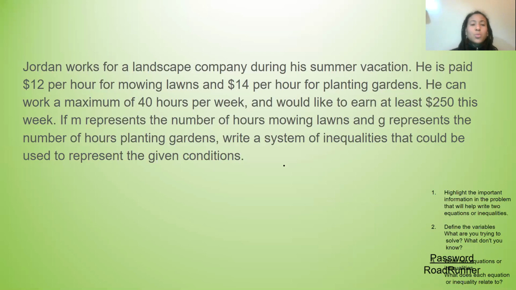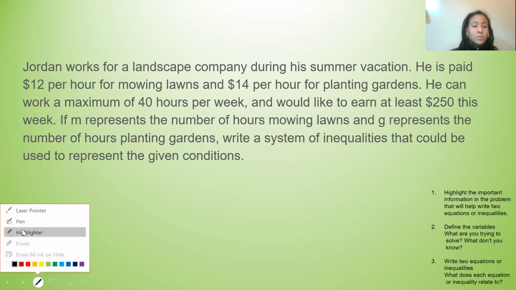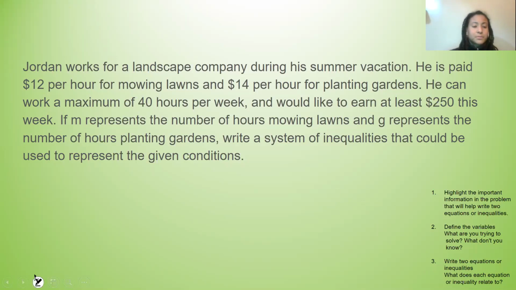It says Jordan works for a landscape company during his summer vacation. He is paid $12 per hour for mowing lawns and $14 per hour for planting gardens. He can work a maximum of 40 hours per week and would like to earn at least $250 this week. If M represents the number of hours mowing lawns and G represents the number of hours planting gardens, write a system of inequalities that could be used to represent the condition. Okay, so let's get going on this one.